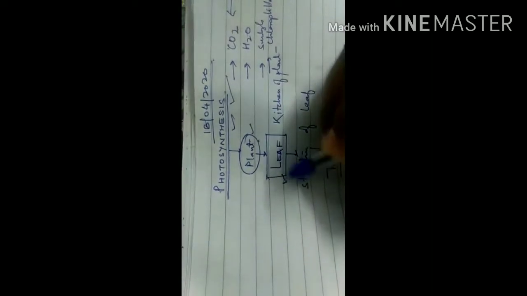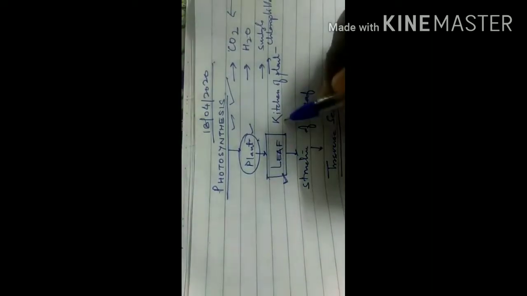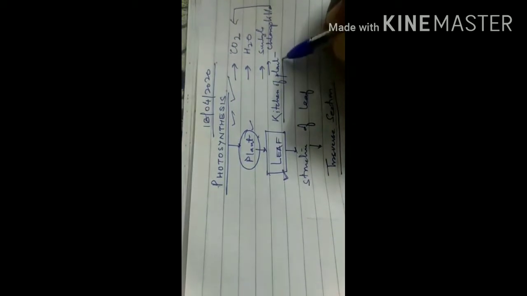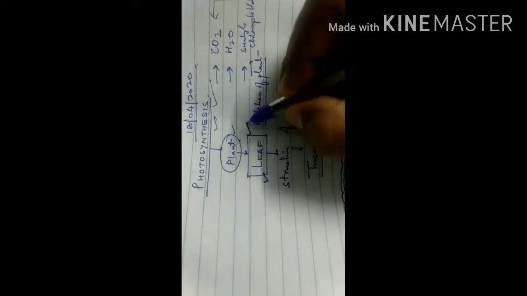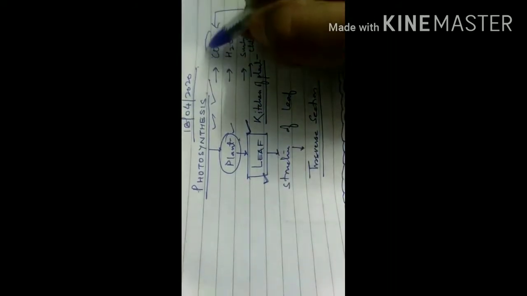So photosynthesis takes place in plants, all green plants, and in green plants specifically in the leaf, and therefore it is also known as the kitchen of the plant. Now, how is this leaf capable of completing the process of photosynthesis by utilizing all these components? So when we move further, we will look at the structure of the leaf.